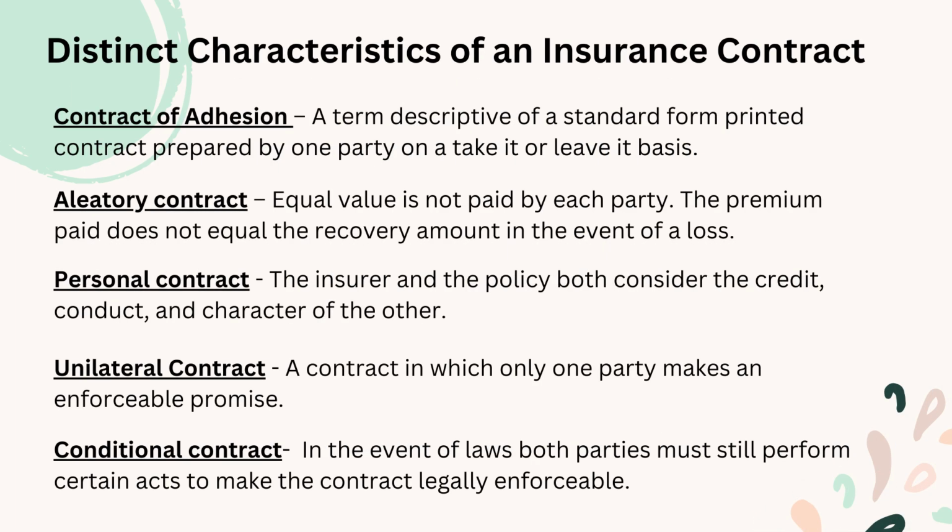Distinct characteristics of an insurance contract. Contract of adhesion, a term descriptive of a standard form printed contract prepared by one party on a take-it or leave-it basis. Aleatory contract, equal value is not paid by each party. The premium paid does not equal the recovery amount in the event of a loss. Personal contract, the insurer and the policyholder both consider the credit, conduct, and character of the other. Unilateral contract, a contract in which only one party makes an enforceable promise. Conditional contract, in the event of loss, both parties must still perform certain acts to make the contract legally enforceable.